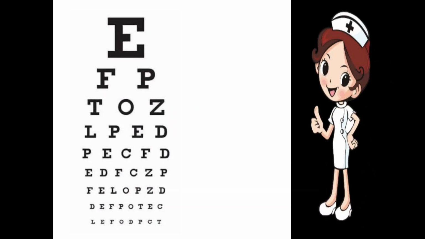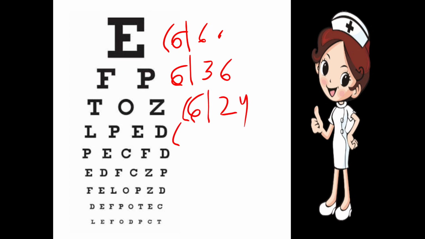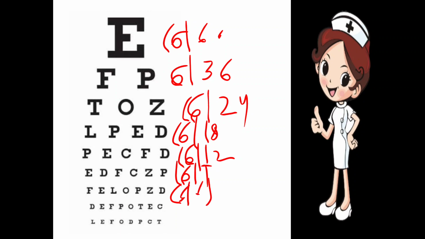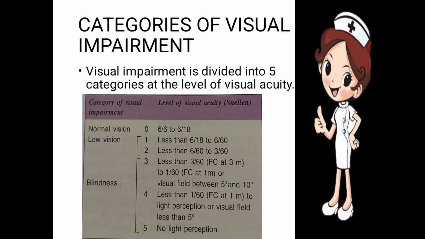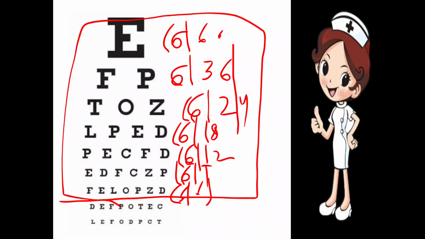This one is the Snellen's chart. Let's see. First one is 6/60, this one is 6/36, this one is 6/24, this one is 6/18, this is 6/12, this is 6/9, and this one is 6/6. A normal person's visual acuity is 6/6. Normal vision is from 6/18 to 6/6. Low vision in the first category is less than 6/18 to 6/60.